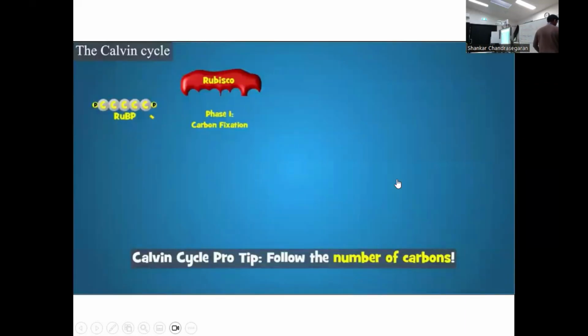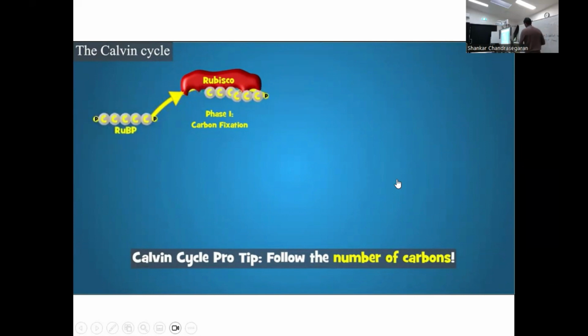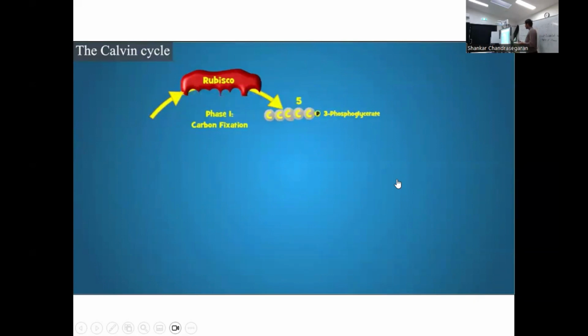Phase 1, carbon fixation. An enzyme called Rubisco takes CO2 from the air and adds it to a 5-carbon compound called RuBP. This is called carbon fixation. This makes a 6-carbon compound that immediately splits in half to make 2 molecules of 3-phosphoglycerate. Notice that we did carbon fixation for 3 molecules of CO2. You will see why soon.